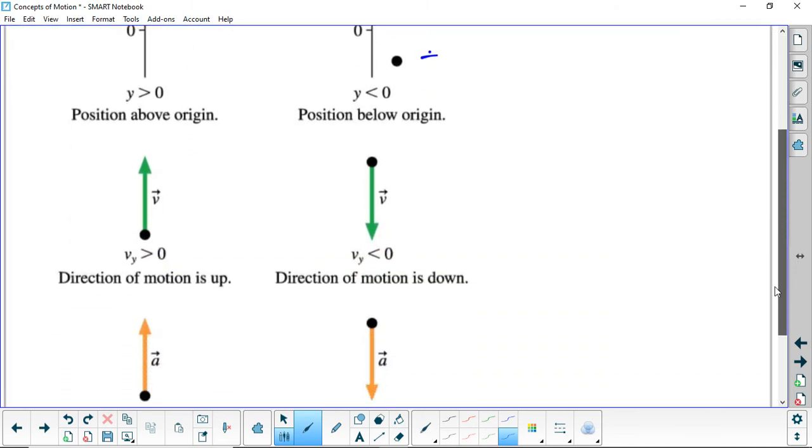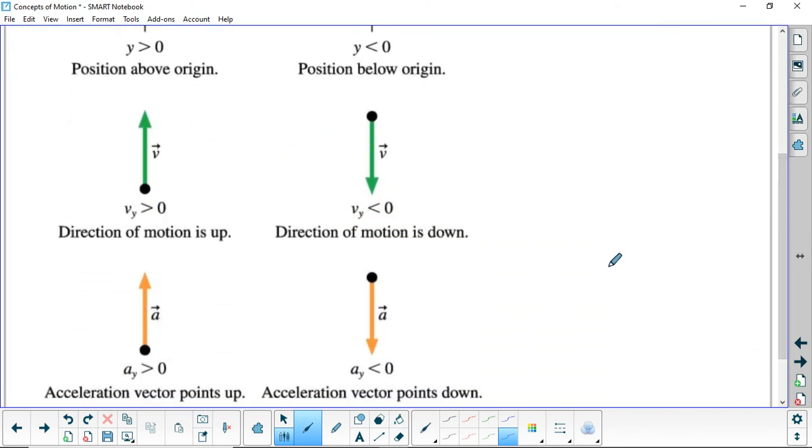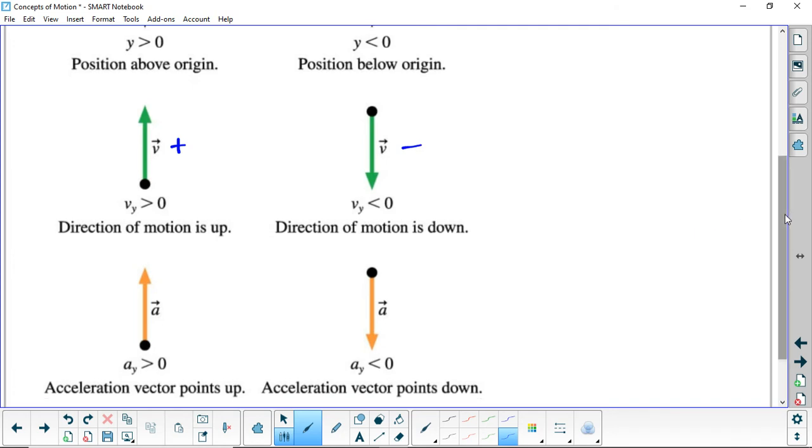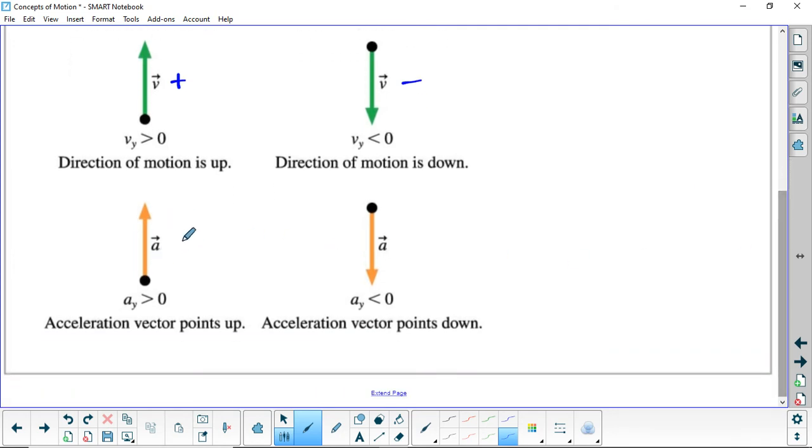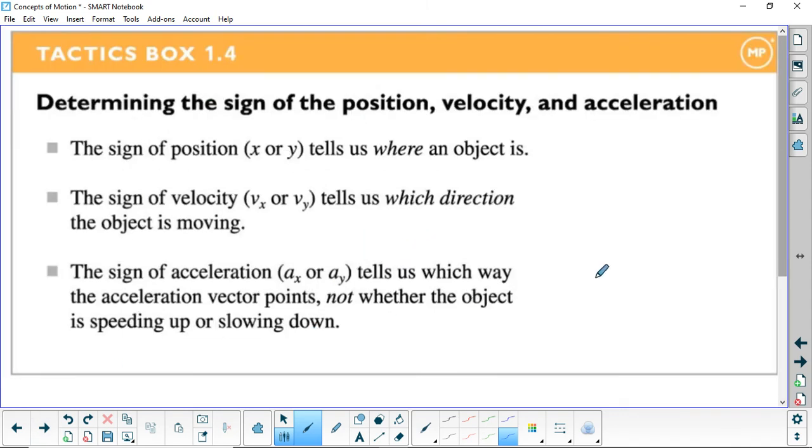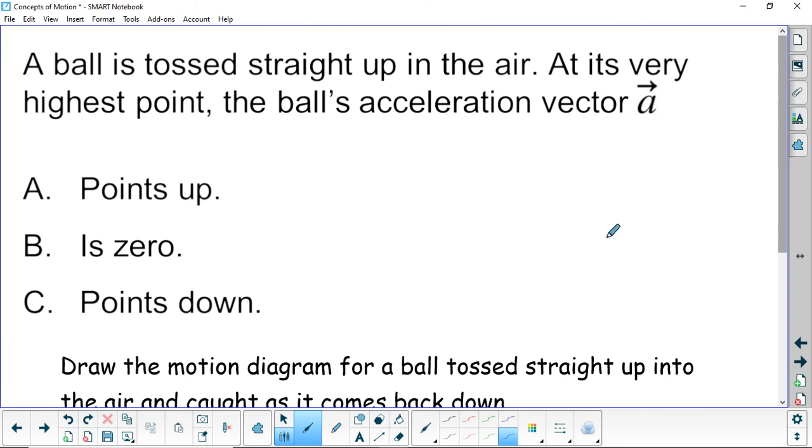And then we do the same thing for the general definitions for up and down. If you go up, we're going to say it's positive velocities. If we're going down, it's negative velocities. And if we're accelerating, if we're going up, our acceleration vector is positive. If we're going down, it's negative. Okay, so let's look at this. Determine your sign. You're going to have some of these in your homework problems.